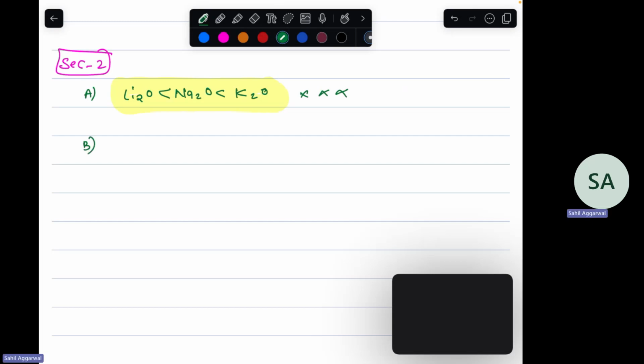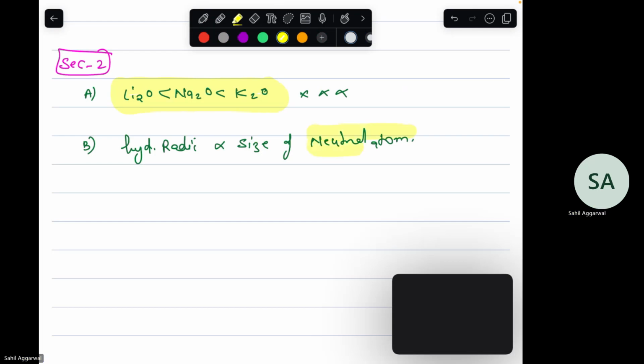B. Select the correct order for hydrated radii. Hydrated radii is inversely proportional to size of neutral atom. Smaller atom will have more hydration, hence its hydrated radii would be more. So C option would be correct.